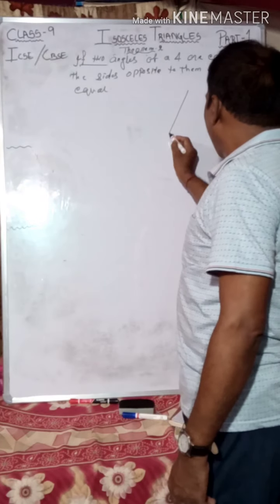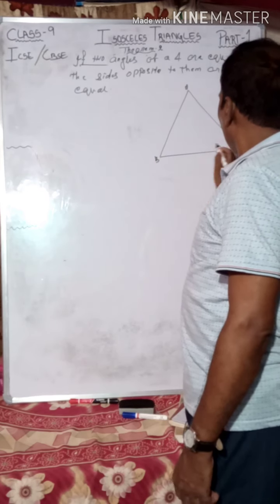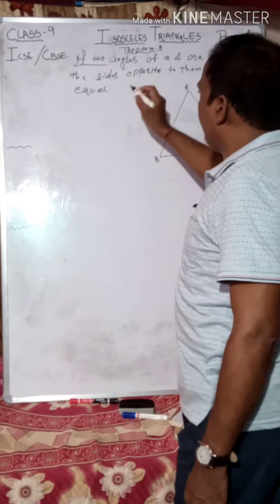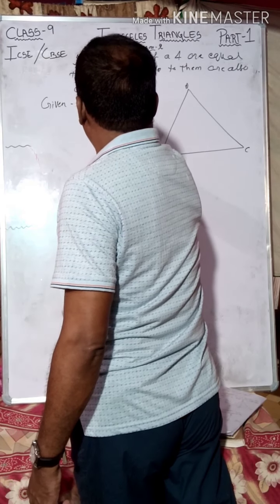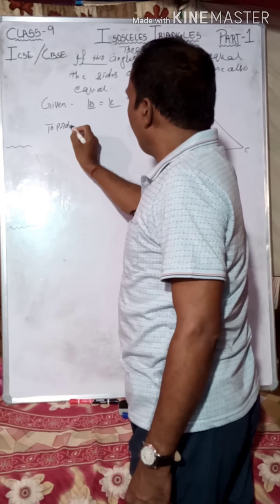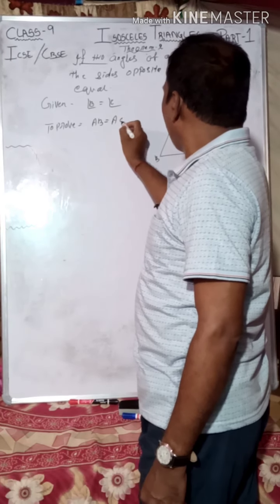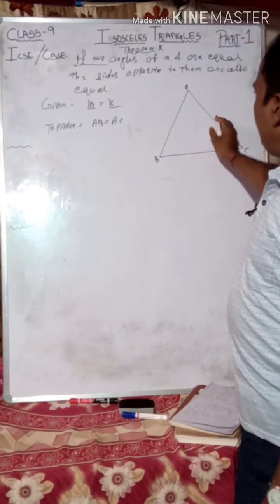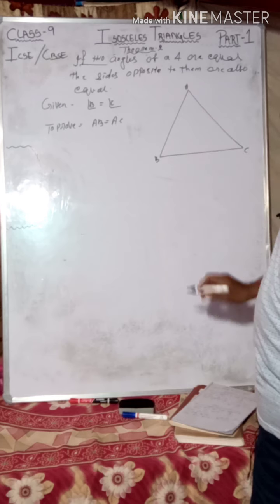Then draw a triangle ABC. Now here two angles are equal. So given: angle B is equal to angle C, just the reverse of theorem 1. Then the sides opposite to them, so to prove: AB is equal to AC, because the side opposite to angle B is AC and the side opposite to angle C is AB, so AB is equal to AC.